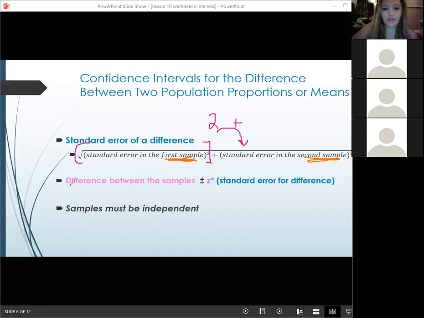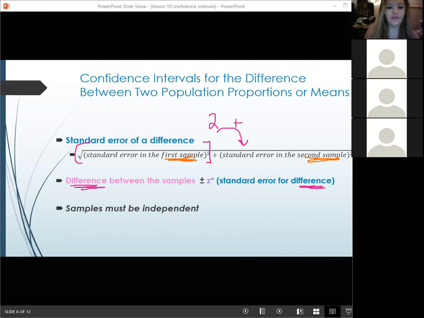Remember, that means our point estimate is going to be the difference between the samples, not just your sample proportion or your sample mean. Then once again, you have your multiplier times the standard error for the difference. So you want to make sure that this isn't just a standard error of one sample, it's the standard error of the difference between the two.